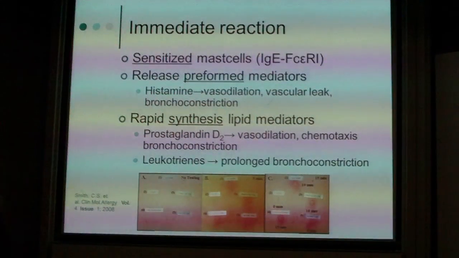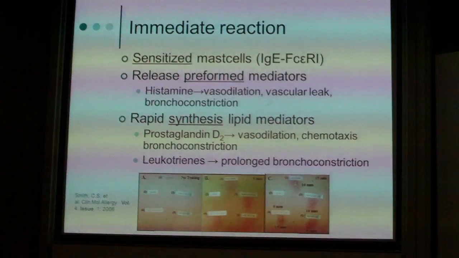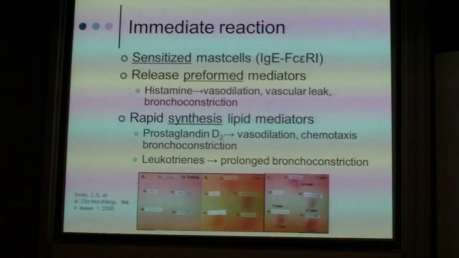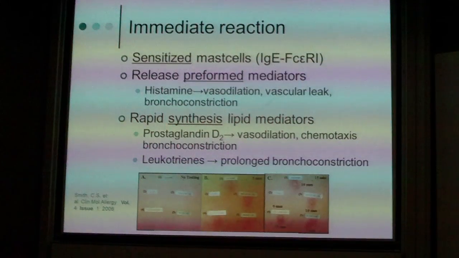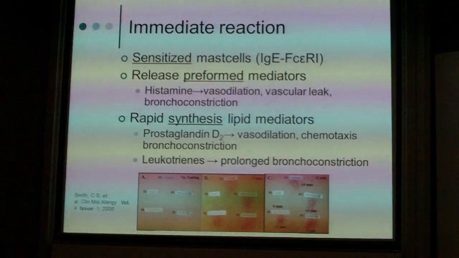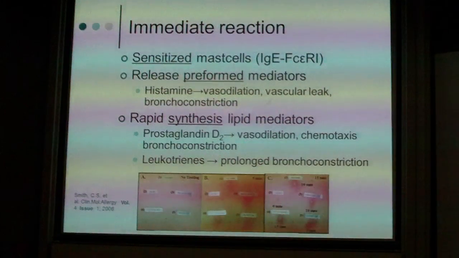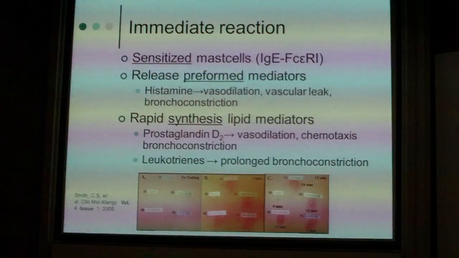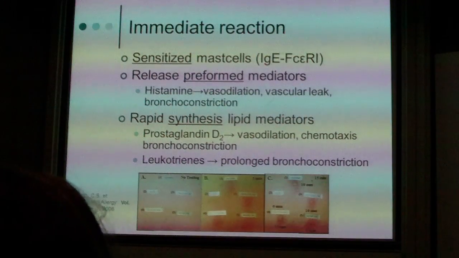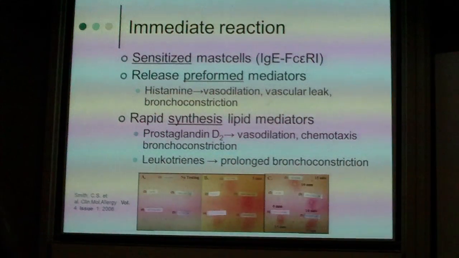There is also a rapid synthesis of lipid mediators by mast cell activation, involving prostaglandin D2, which leads to vasodilation, chemotaxis, so it attracts leukocytes, and of course also bronchoconstriction. And the leukotrienes, which I mentioned over here, are involved in immune reactivity, and they activate prolonged bronchoconstriction, so it keeps the process going on.